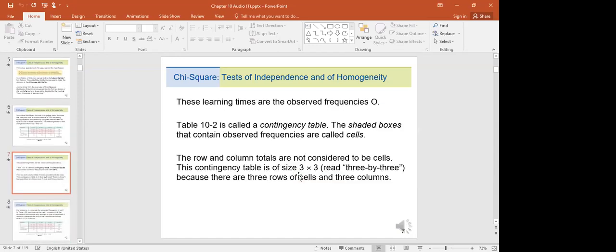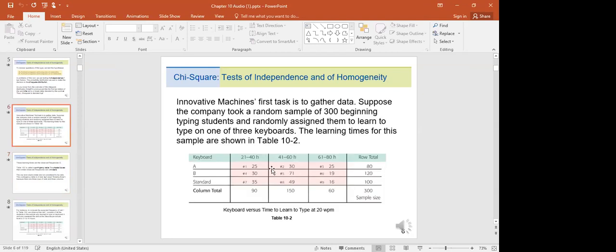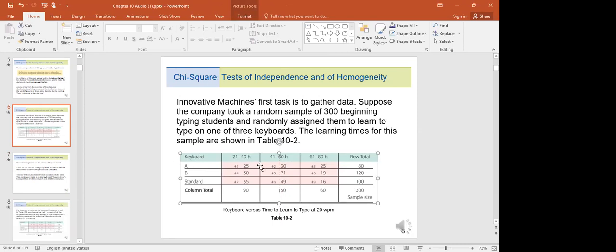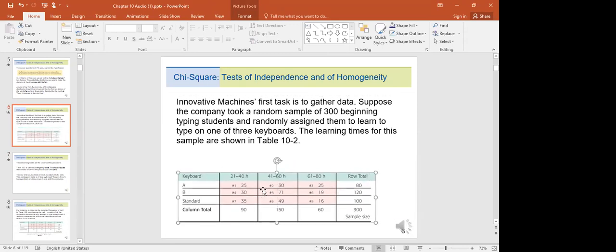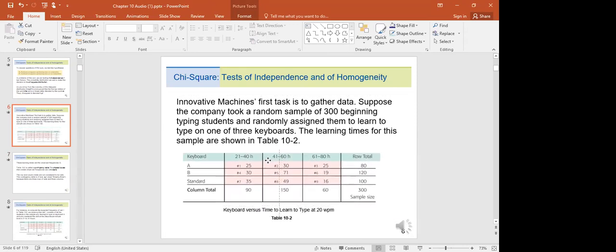So this is called a contingency table. It's like a matrix. And the main portion of it is this portion containing the number of times of intersection between the type of keyboard and the length of time it used to learn typing. So we will say that this is a 3 by 3 matrix because there are 3 rows and 3 columns. The last column and row are the totals, so we don't count them.